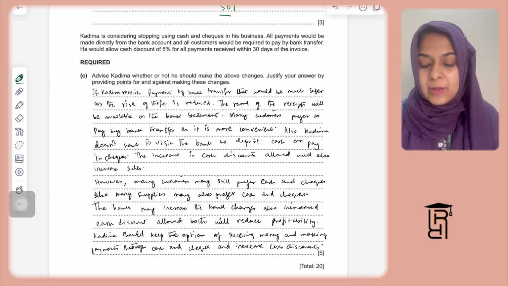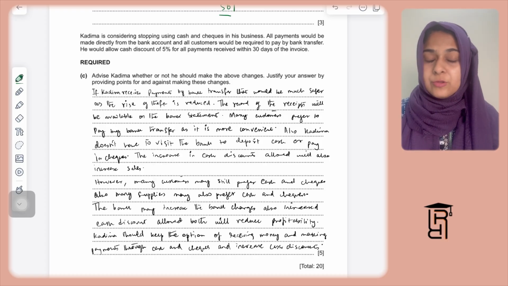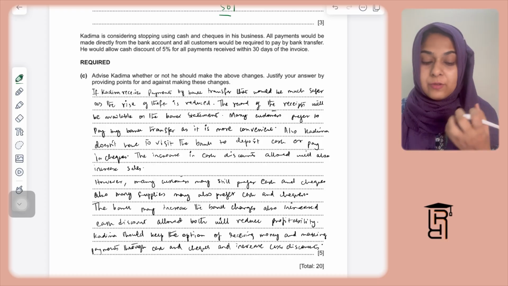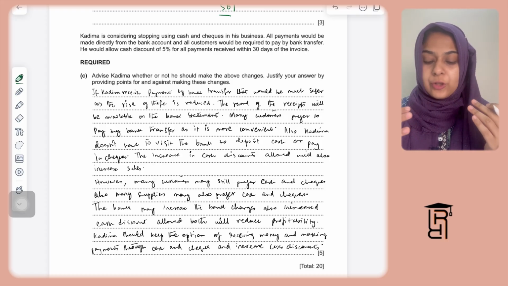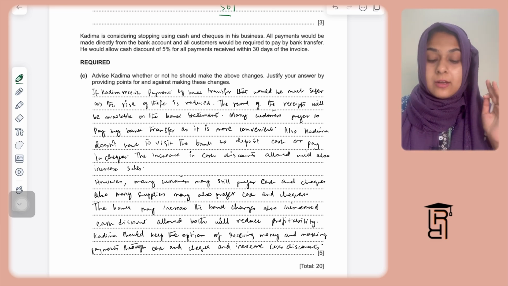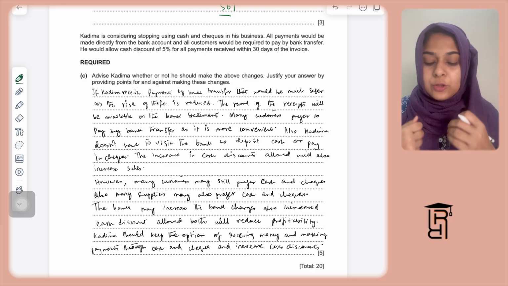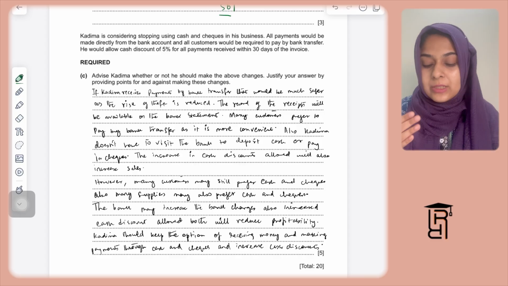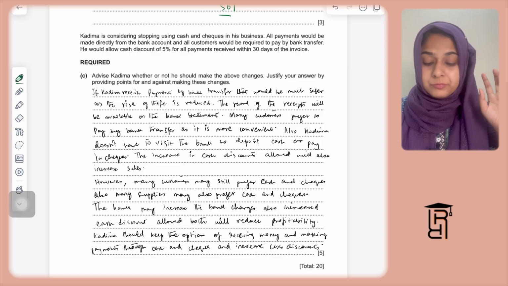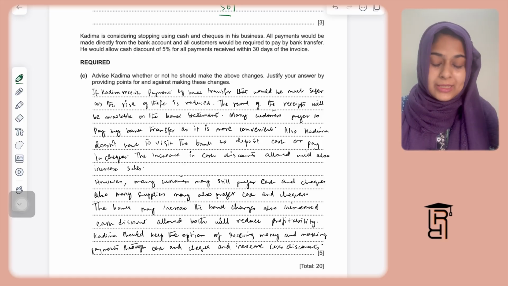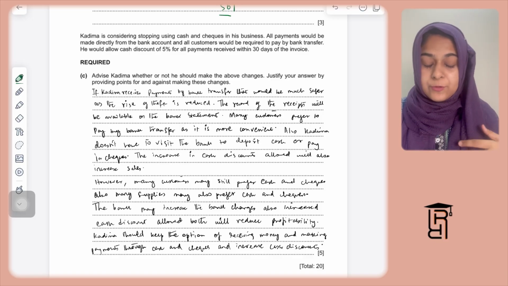If Kadima receives payments by bank transfer, that would be much safer as the risk of theft is reduced. The more cash you have in your store or on your premises, the riskier it is, so this reduces the risk of theft. The record of the receipts will be available on the bank statement. All the money that is being received, you just look at the bank statement and you get all the values that you have received during the year or during the month.